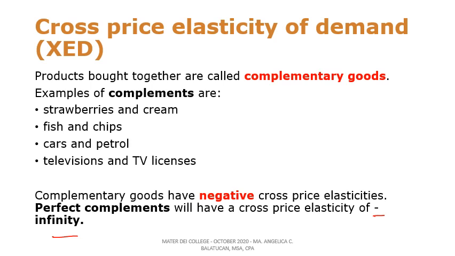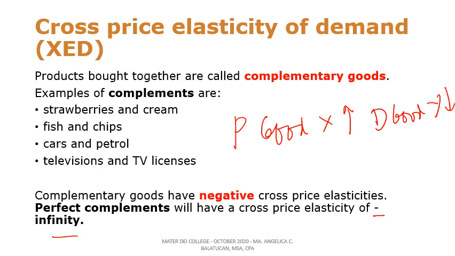So gasoline in terms of petrol. Okay, so this means that they go together. If the demand for good X goes down, demand also for the complementary good Y goes down. In the relationship between the price of good X and good Y, if the price increases, the demand of good Y will decrease. That's why they have a negative coefficient.